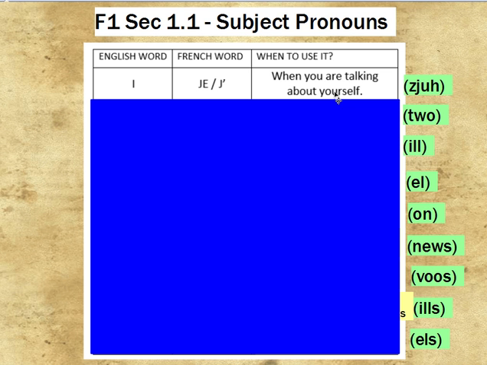Subject pronouns are something that we have in the English language. They're the words I, you, he, she, it, we, and they in the English language. And they are called pronouns because they stand in for other nouns.